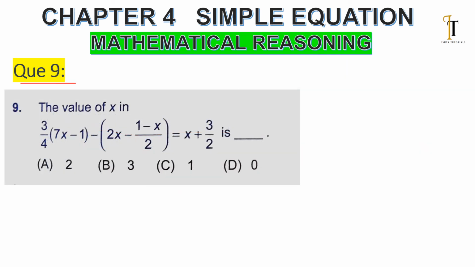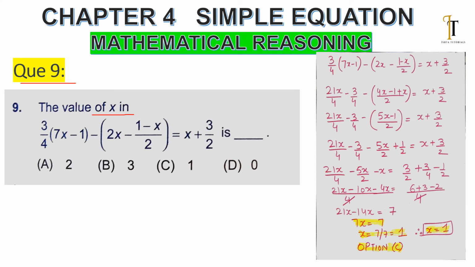Question number 9. Find the value of x in the given equation, and the options are also given. So students, be careful while doing all the steps and apply BODMAS carefully. Now doing all these steps, at the end we got 21x minus 14x is equal to 7, and here x is equal to 1. That is option C. But students, please try to solve all the questions by yourself, and after that you can check your answers with the solution given.